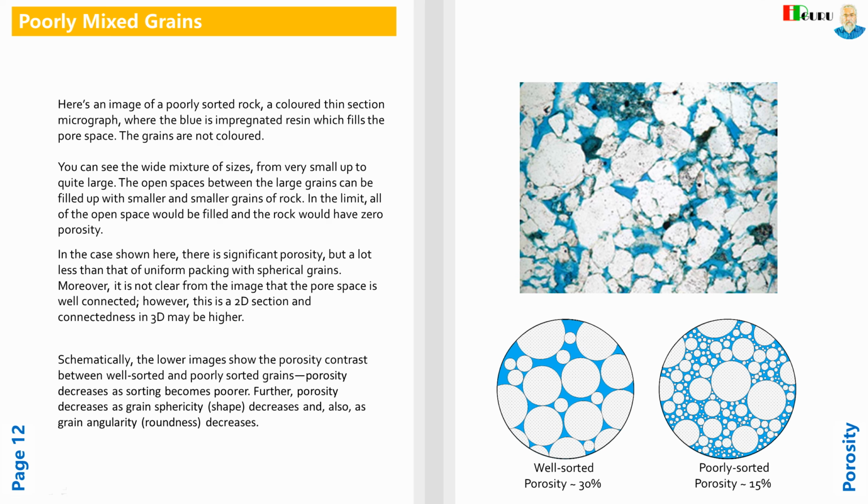Schematically, the lower images show the porosity contrast between well-sorted and poorly sorted grains. Porosity decreases as sorting becomes poorer. Further, porosity decreases as grain sphericity decreases, and also as grain angularity, or roundness, decreases.